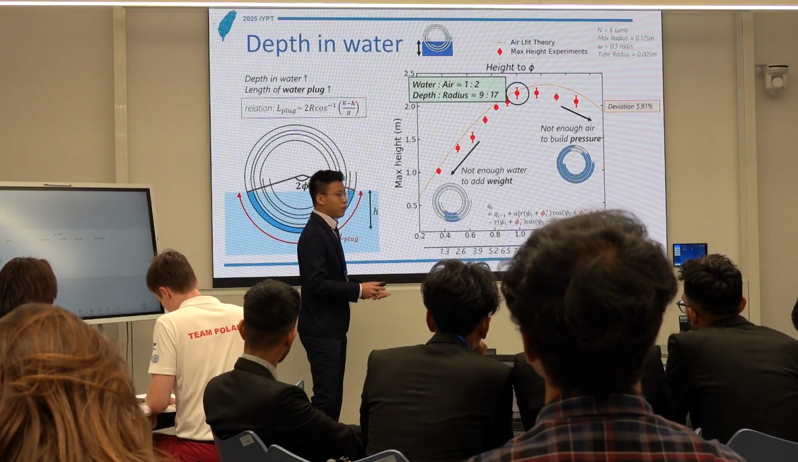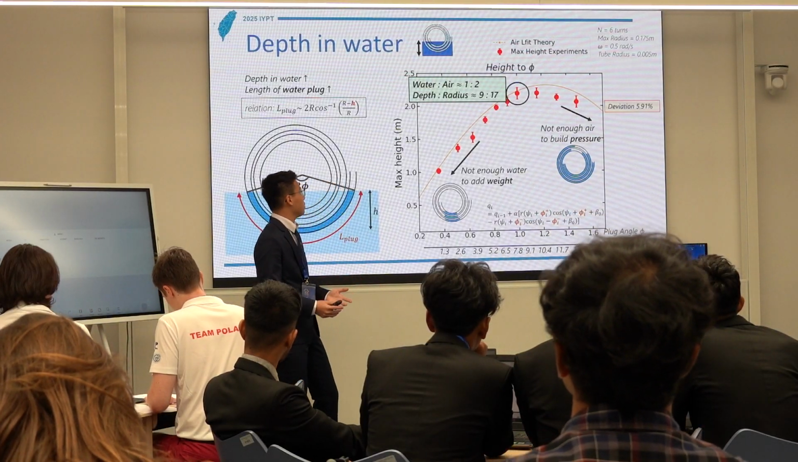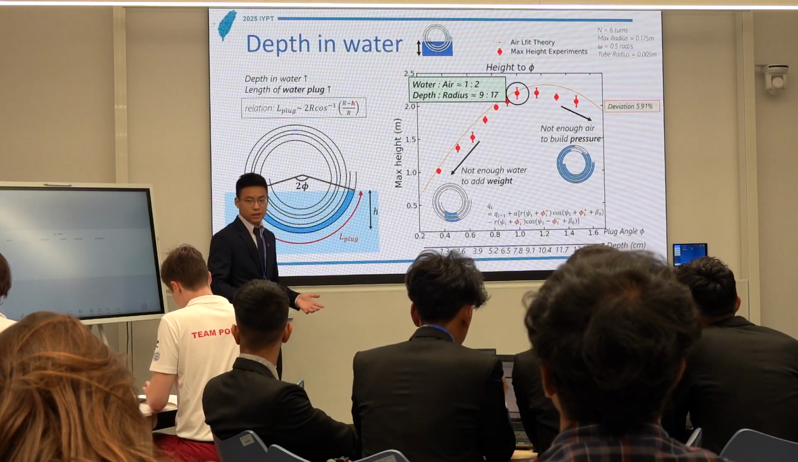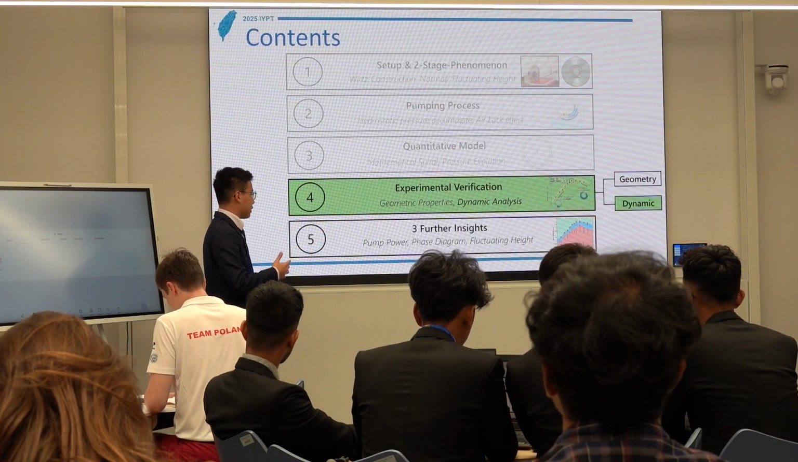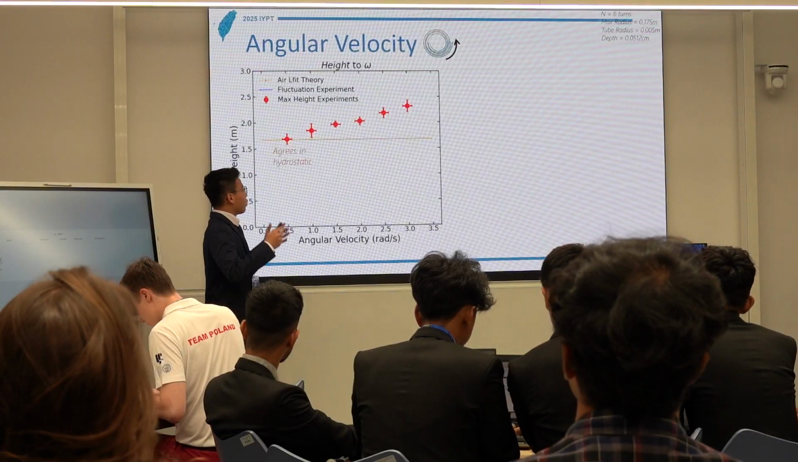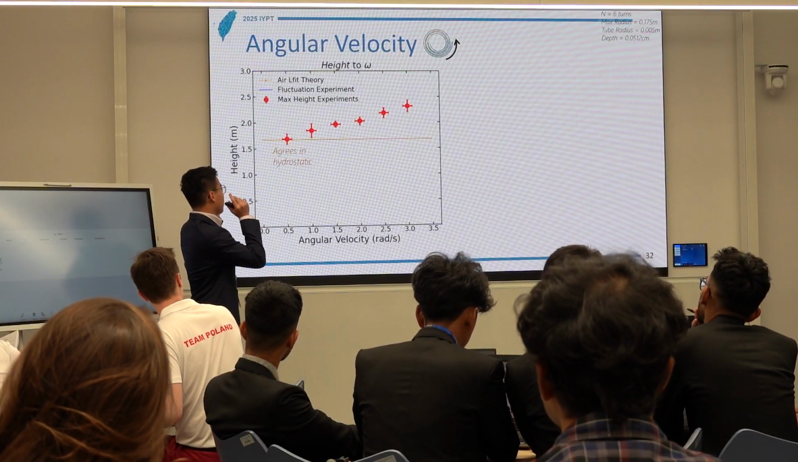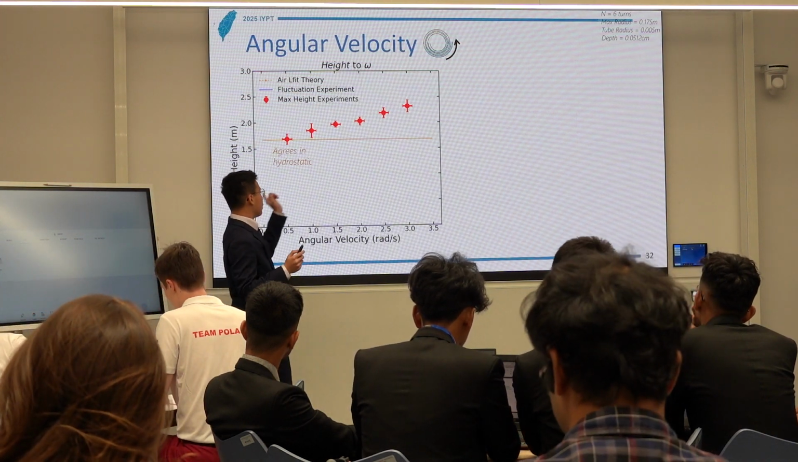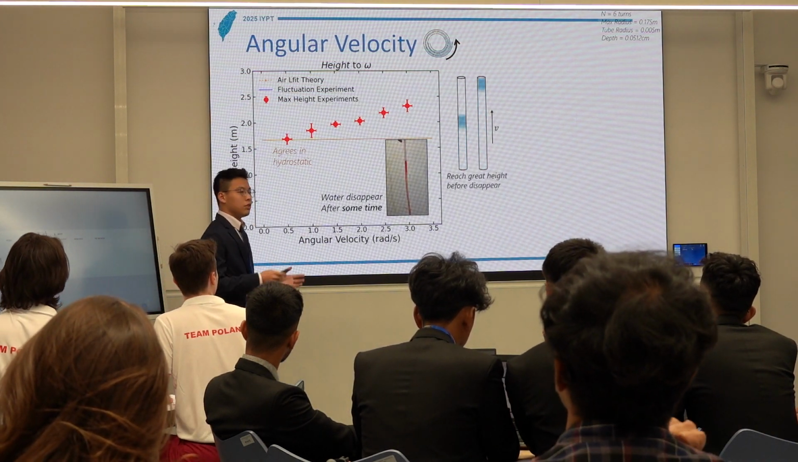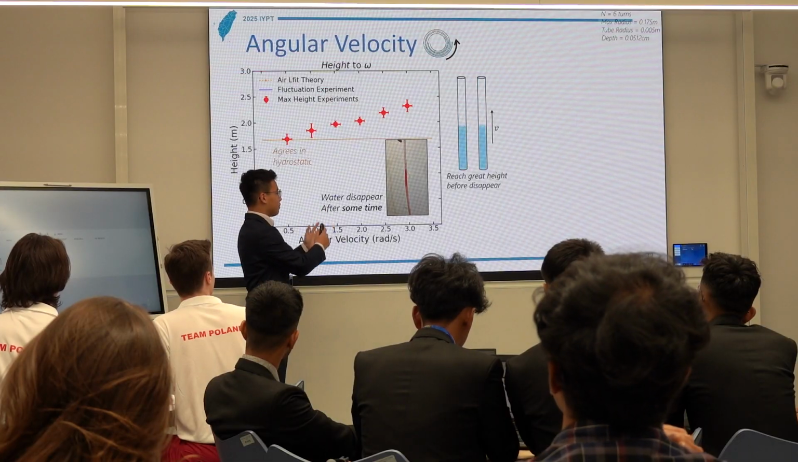Where we find the optimal water to air ratio will be 1 to 2, and depth to radius ratio will be 9 to 17. Now, let's analyze the dynamics of the system. If we plot the current results, we see my theory only agrees in the hydrostatic region, but it cannot predict the increase in the height.